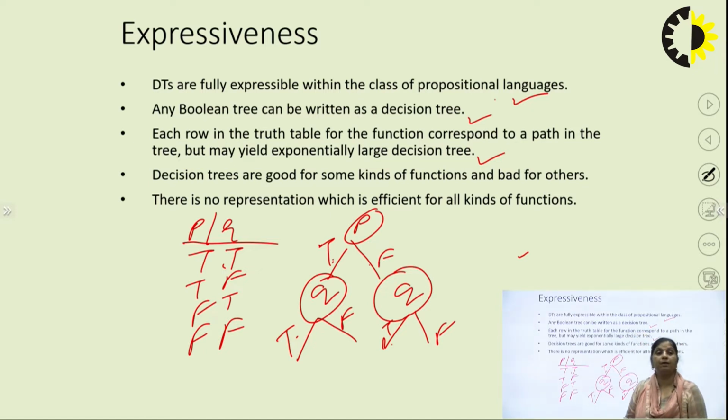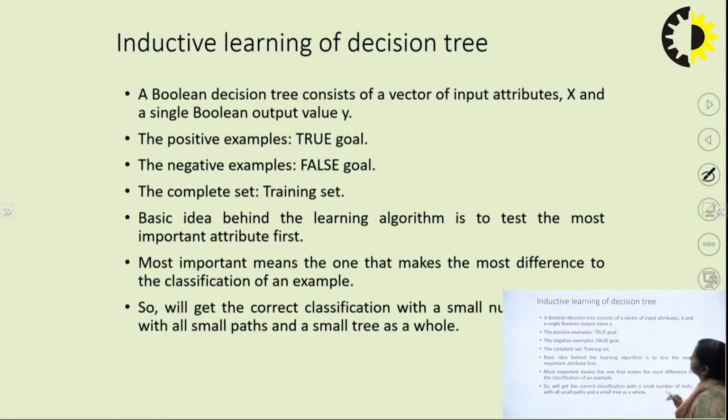But decision trees are good for some kinds of functions and for some they are not, and there is no representation which is efficient for all kinds of functions. So for Boolean languages specifically, it is very useful.